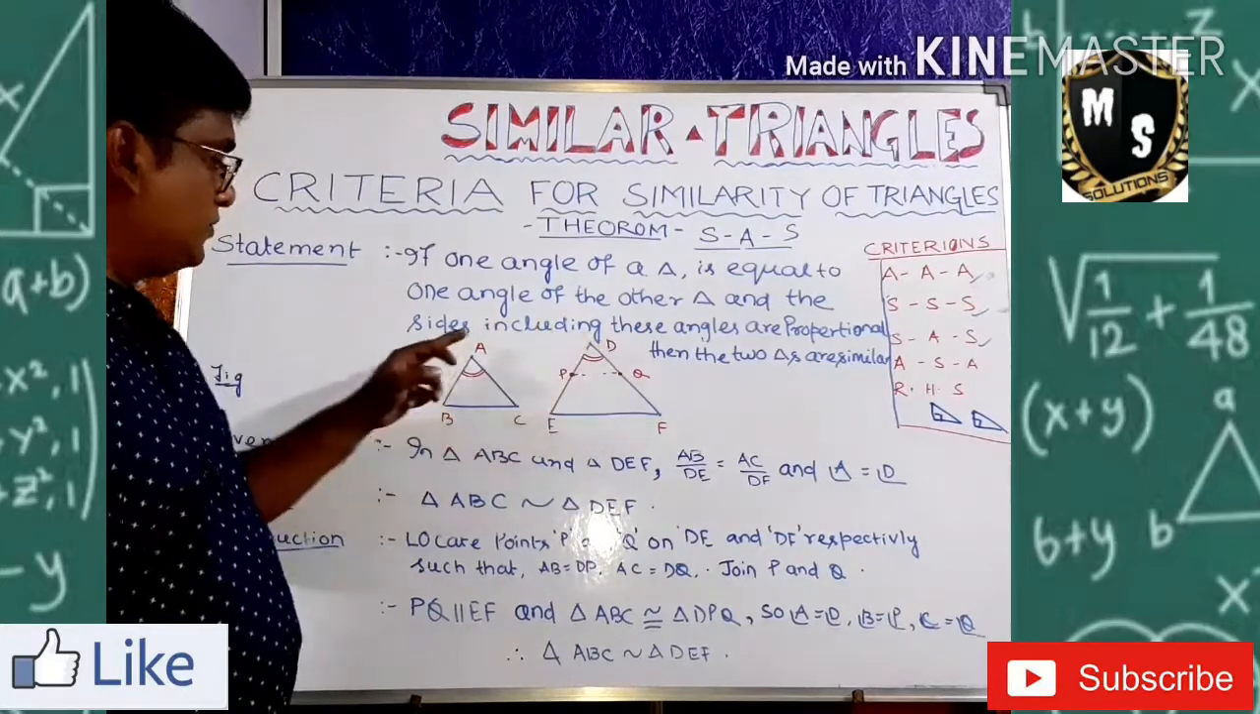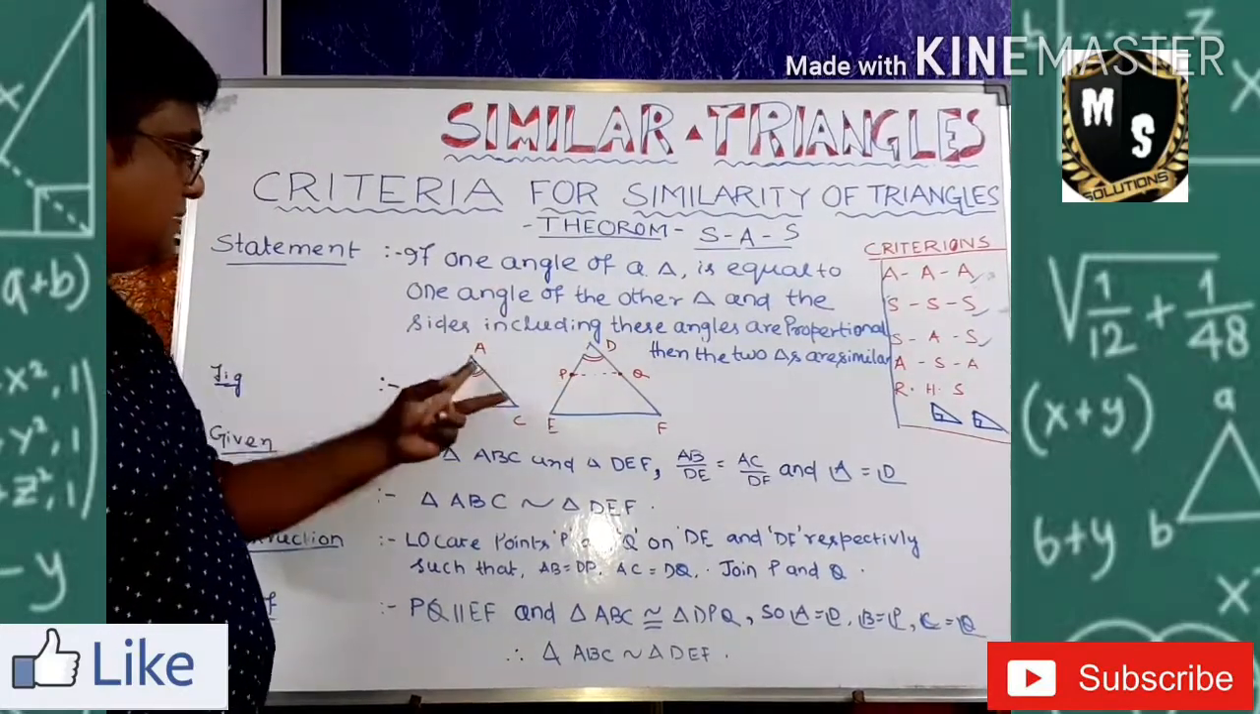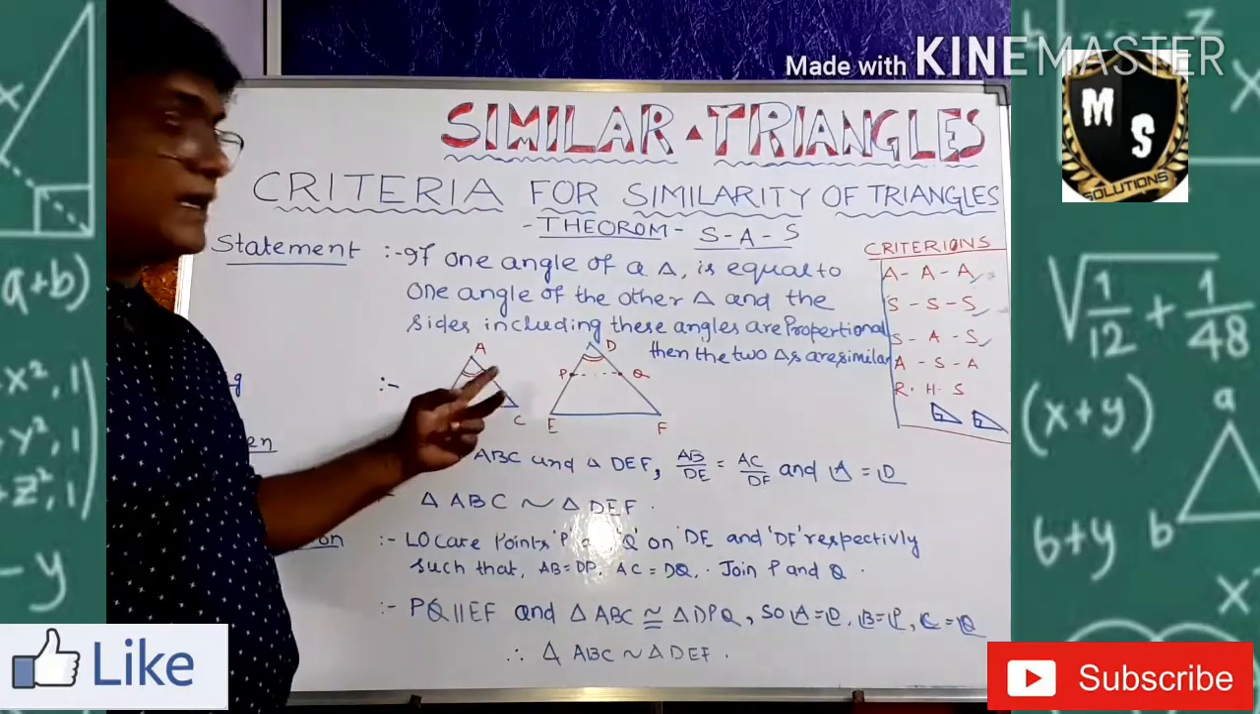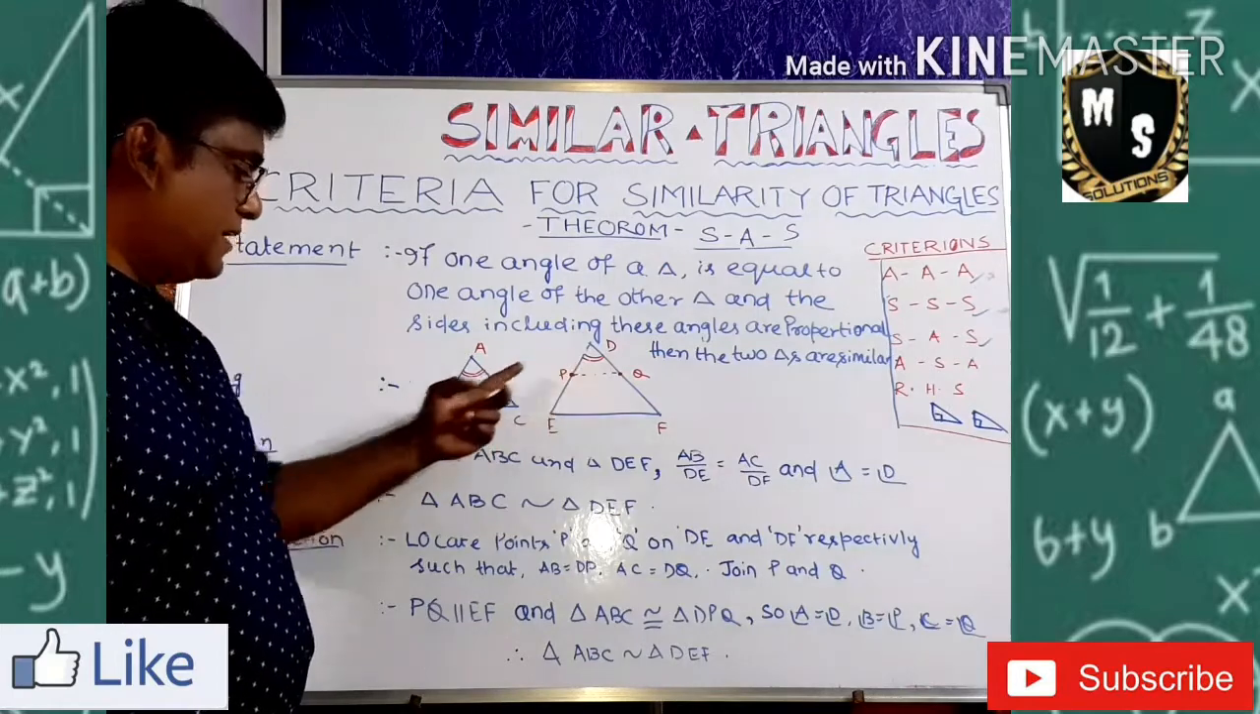Now the relation of triangle DPQ with ABC: AB is here and AC is here, and one angle is the same. So what can I say? These two triangles are similar. I can say that.